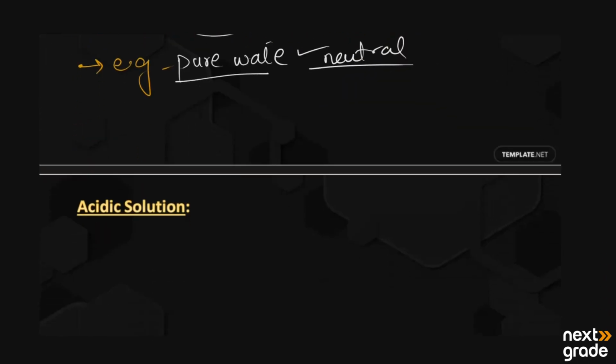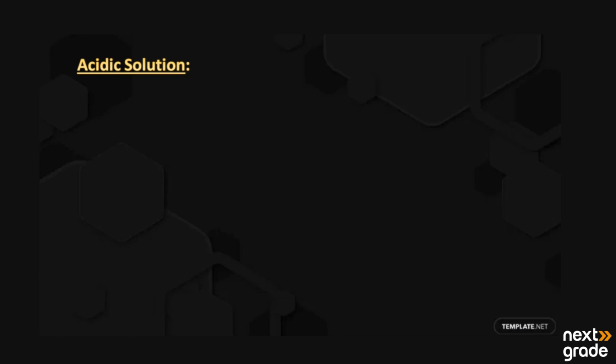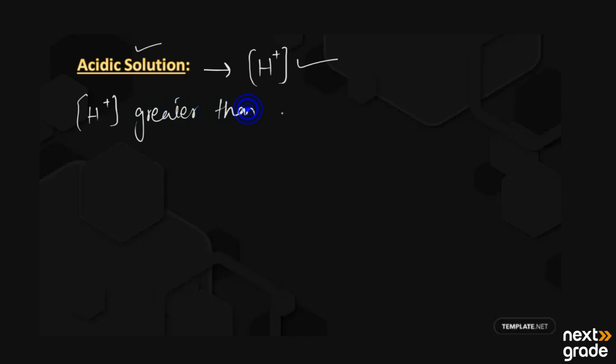Next, the second form of solution is the acidic solution. In acidic solutions, or acids, there is an increased concentration of hydrogen ions. If the hydrogen ion concentration is higher in an aqueous solution, then the solution is said to be acidic. For example, when the H positive ion concentration is greater than 1.0 into 10 raised to power minus 7, then the solution is said to be an acidic solution.